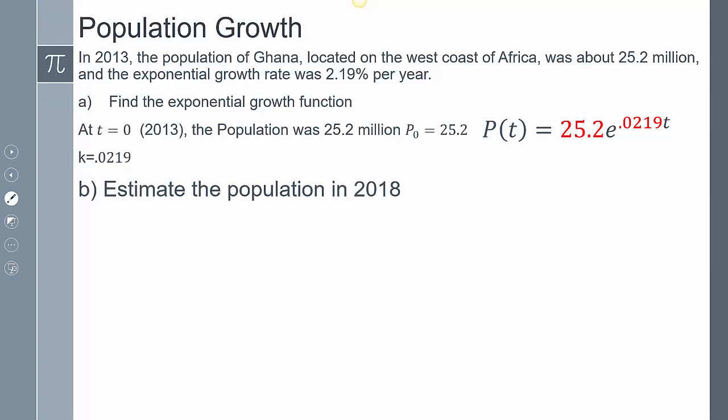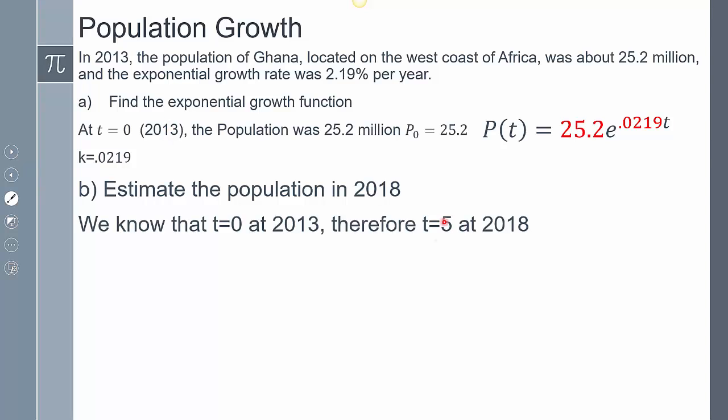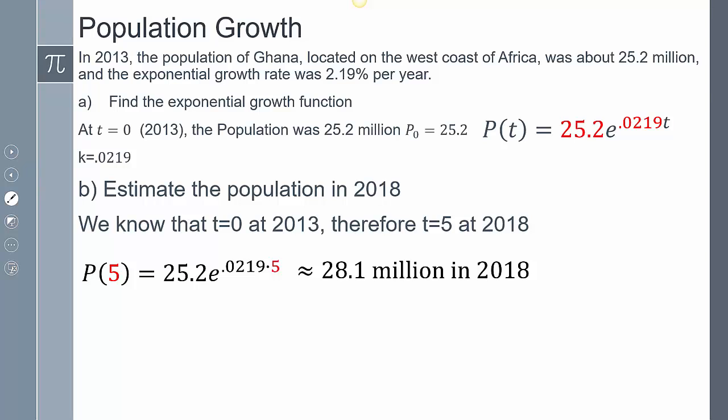So then part B, it says estimate the population in 2018. So I need to consider, if I'm starting at 2013, that means that my t is going to be 5 because it's asking for the year 2018. The difference between 2018 and 2013 is 5. So all it's asking us is to plug in 5 for t. If you enter that in your calculator and simplify that, you're going to get 28.1 million in 2018.